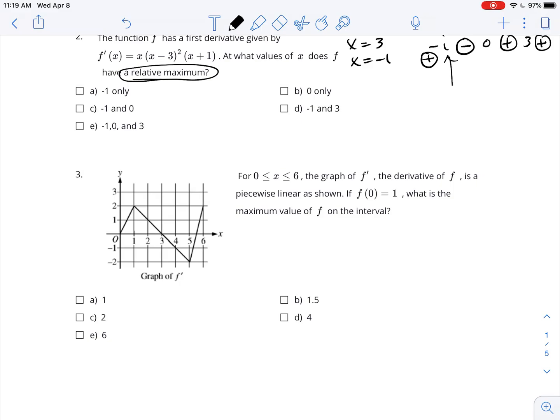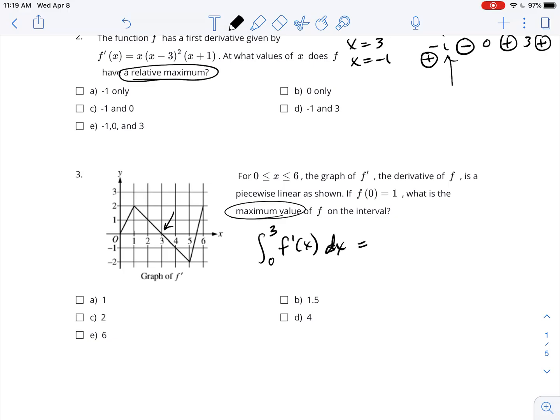Number 3, for the interval 0 to 6, the graph of the derivative is the piecewise linear function. F of 0 is 1. What is the maximum value of the function? So when you're looking for a maximum, again, that's where your derivative changes from positive to negative. And so we've got this guy right here. And so I'm looking at what this maximum value is. Well, that's at an x value of 3.